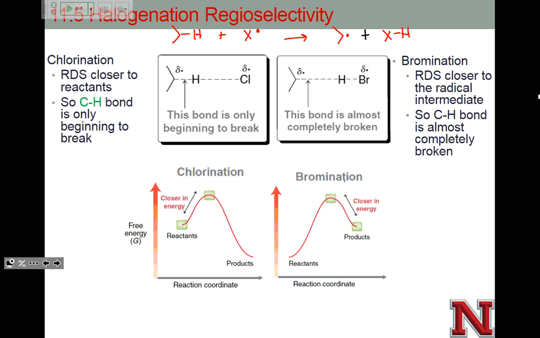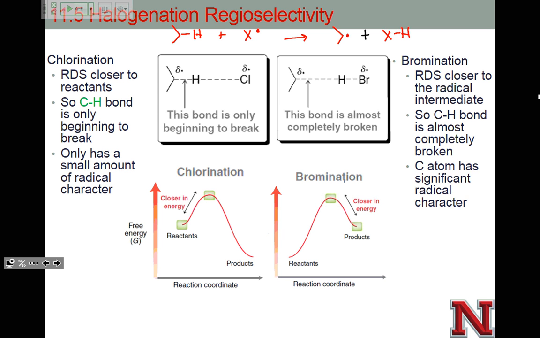So remember, this energy has to do with what this looks like. We can't ever isolate that. It's as the reaction's occurring. And that's where we see our difference. Our chlorination only has a small amount of radical character, so we don't see a very big difference between our transition states between a primary, secondary, or tertiary radical. Versus the bromination has a significant radical character, so we see a big difference in the transition state energies if it's a primary, secondary, or tertiary radical.